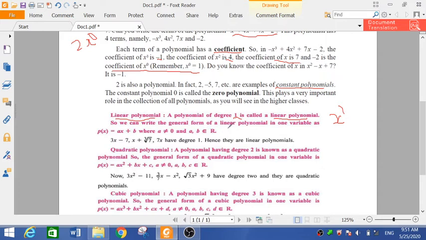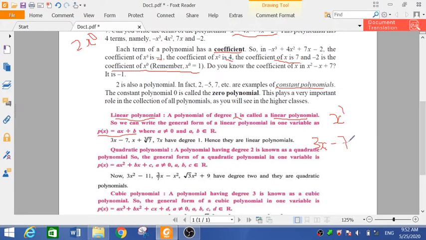We can write the general formula of a linear polynomial in one variable. The standard form is ax plus b, where a is not equal to 0. If I put the value of a equal to 0, then this equation cannot stand. A polynomial of degree 1 is called a linear polynomial. The standard form is p of x, where p means polynomial: p of x equals ax plus b, where a is not equal to 0. 3x minus 7 is one type of polynomial.